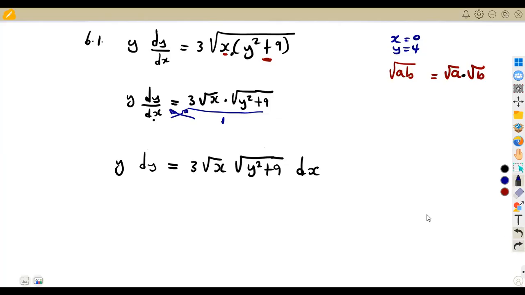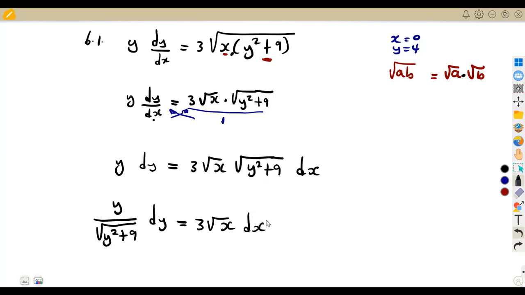So definitely, we are supposed to divide by this part. Since we are multiplying, we are supposed to divide by the square root. So this one is going to be y over the square root of y squared plus 9, with respect to y, is equal to, once we divide by this square root, we are left with 3 square root of x dx, with respect to x.